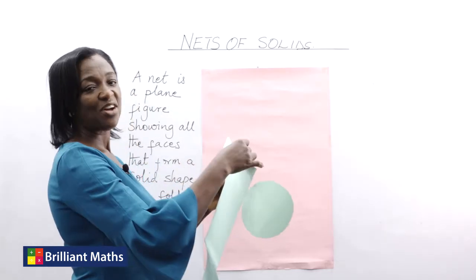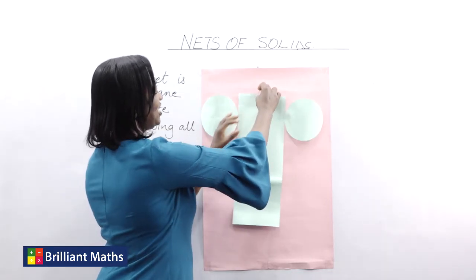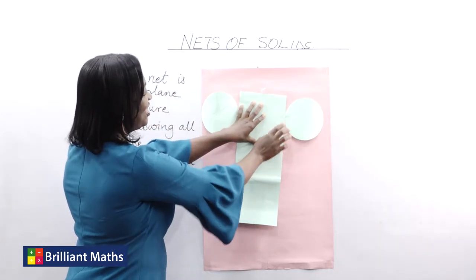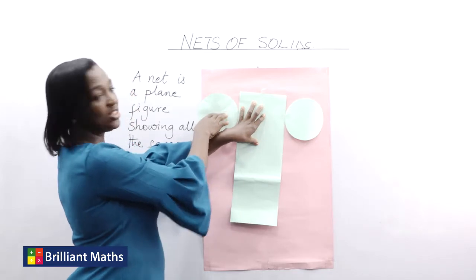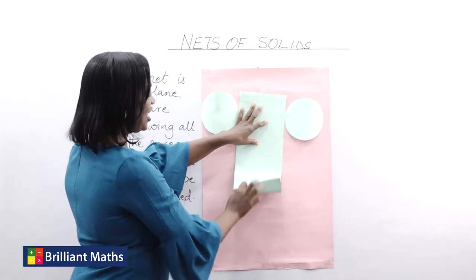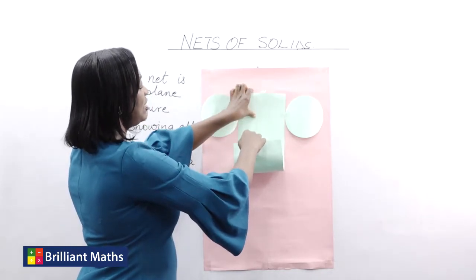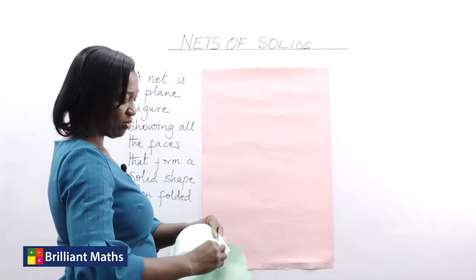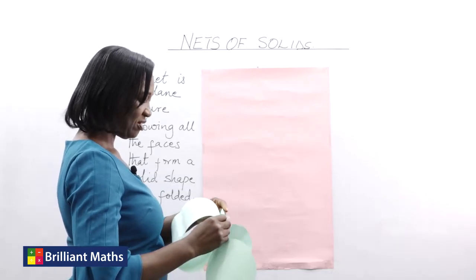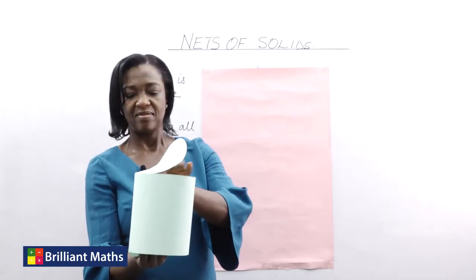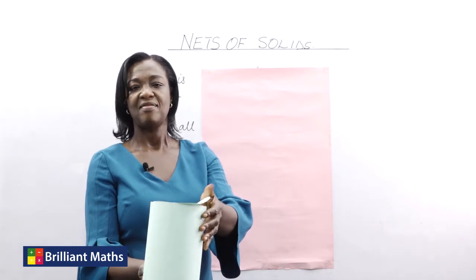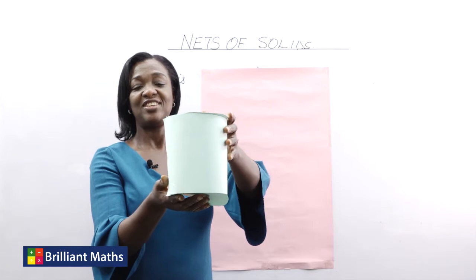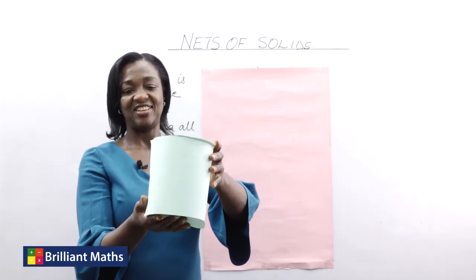So this is a net of a cylinder. As you can see, these are the top and bottom faces, and this is the face that goes round to form the cylinder. So that is the net of a cylinder, and we have folded it to form a cylinder.